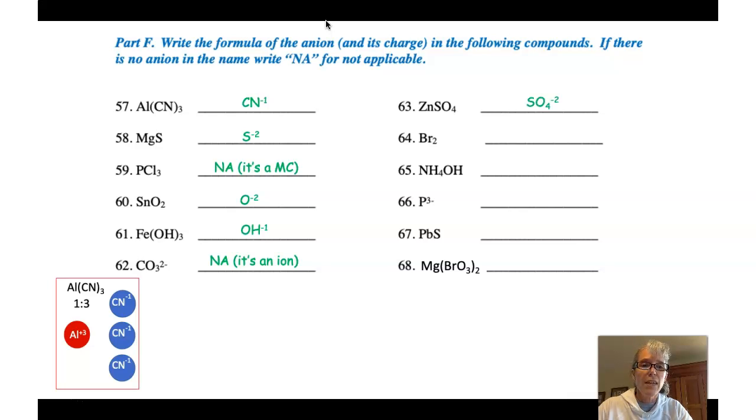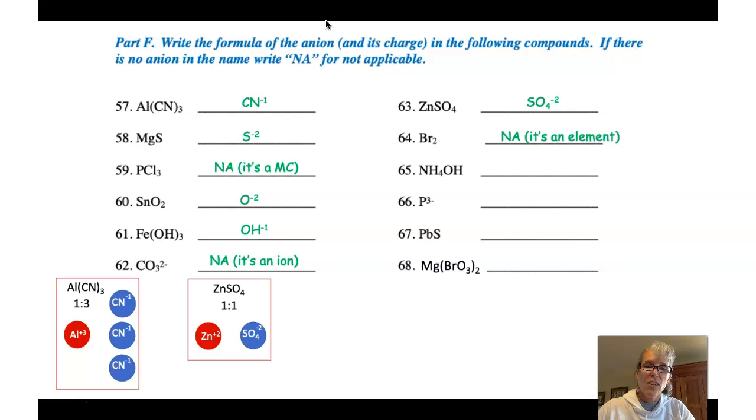63, sulfate is -2. Now, if you don't know what that is, let's see if we can figure it out. So we've got the ZnSO4, and you should realize that this is a 1-to-1 ratio. Hopefully you remember that zinc is always +2. So then what could that sulfate be? Well, it's got to be a -2. Okay, 64, that's an element, so we don't have any anions, NA.